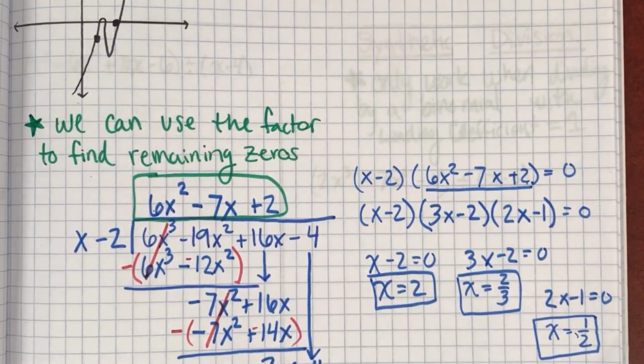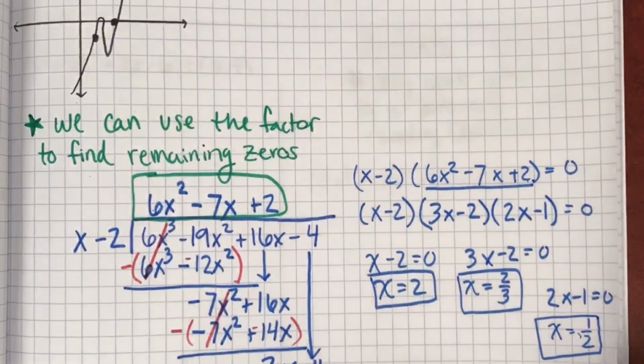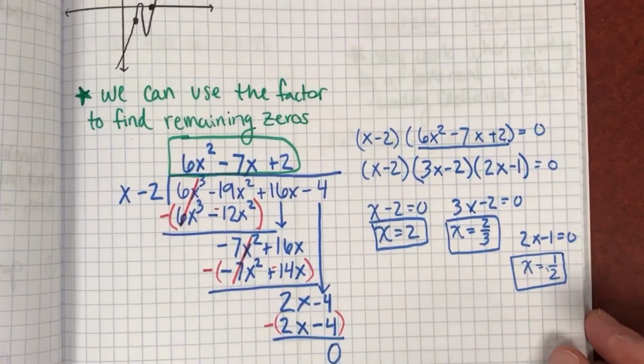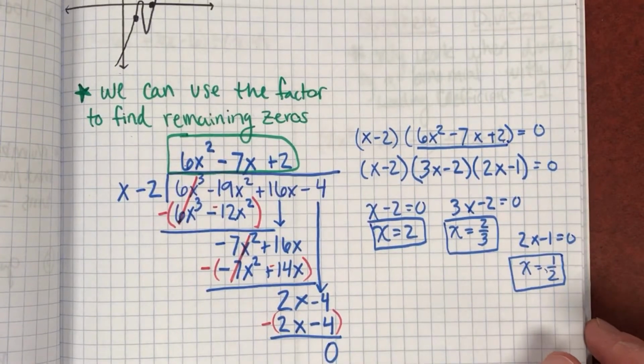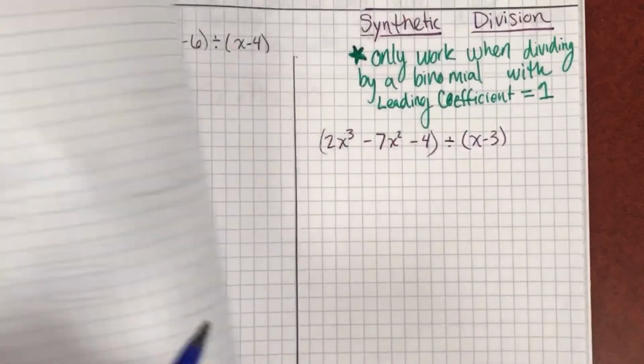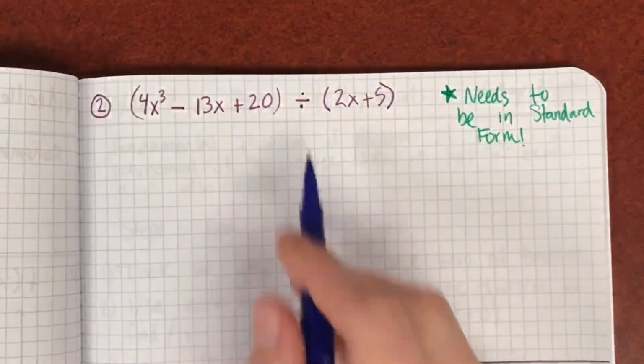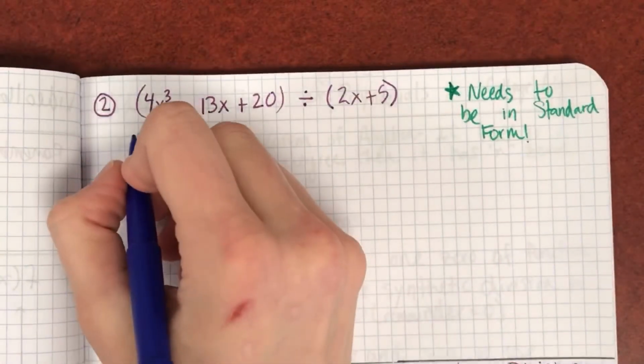And then of course we can always look back on Desmos or our graphing calculators and double check all of our work. So that's our long division. Let's do another long division problem. Here it's just a strict problem. So let's rewrite this.